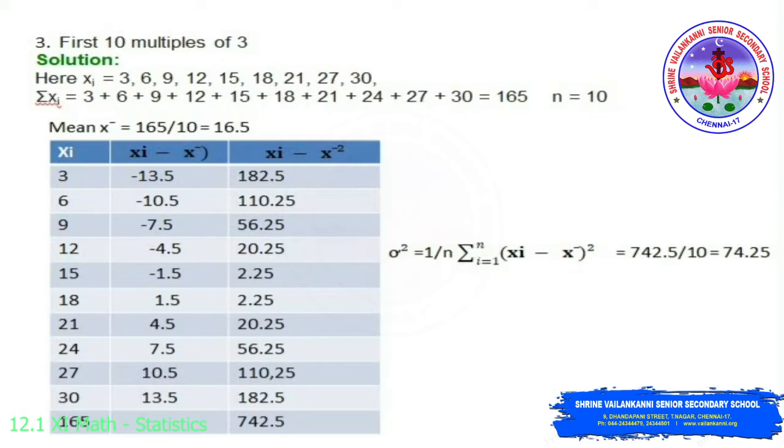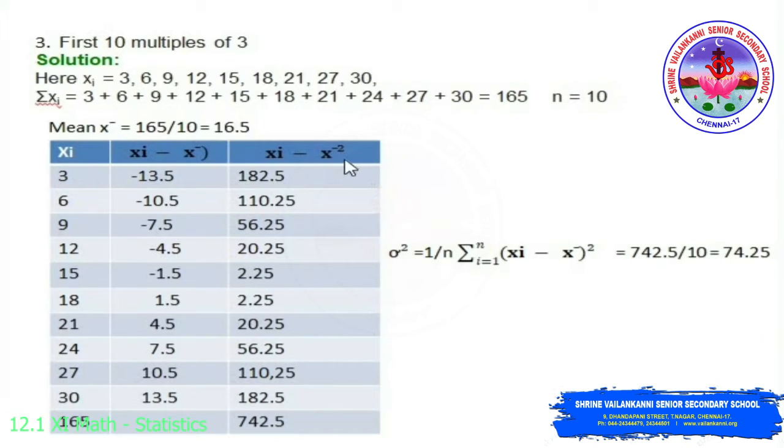So this is xi. Xi is 3, 6, 9, 12, 15 till 30. The sum of these numbers is 165. Here xi minus x bar, we have x bar is 16.5. Then xi minus x bar, 3 minus 16.5, which is minus 13.5, and 6 minus 16.5 is minus 10.5, and 9 minus 16.5 is minus 7.5, till we have 30 minus 16.5, which is 13.5.